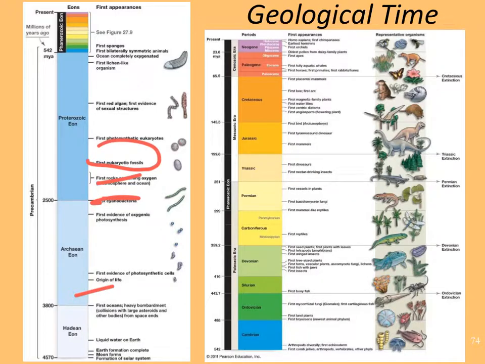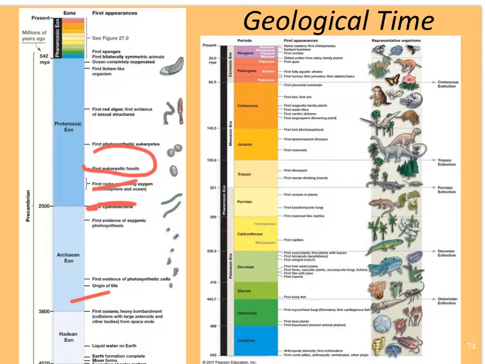So then we had the first photosynthetic eukaryotes. First evidence of sexual structures in red algae. These are multicellular eukaryotes. There's still a lot of single-cell eukaryotes running around. And then right around this Precambrian, up until about 550 million years ago, you finally start to see the first animals. And also the first lichen, which are a symbiosis between algae and fungi.